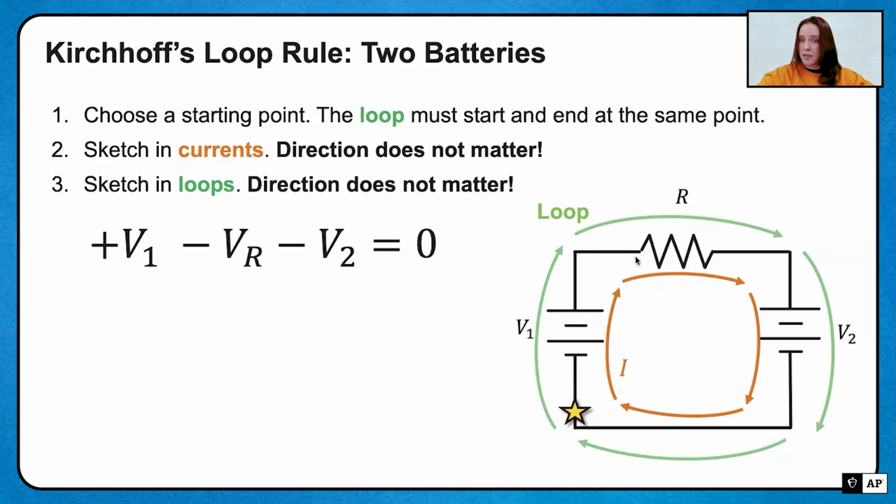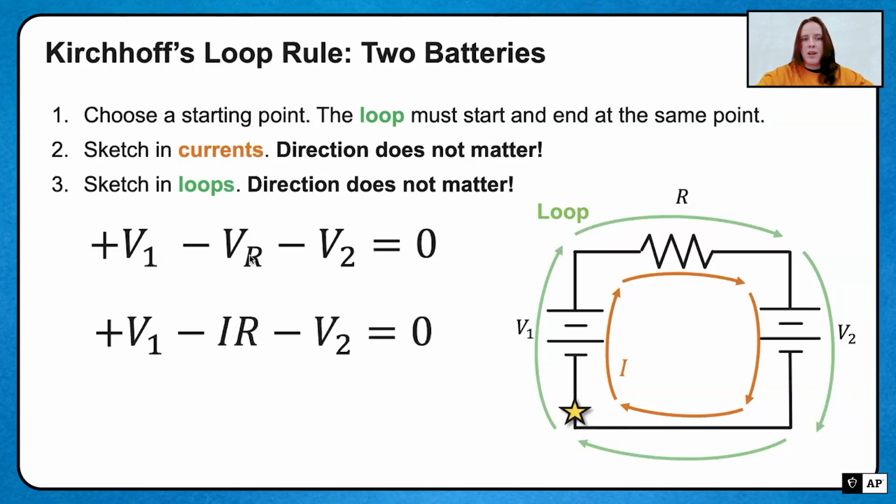I hit my resistor. I go in the same direction as the current, so it's going to be minus my voltage across my resistor. And now when I hit battery number 2, I hit it at the positive terminal and I go to the negative terminal. So I'm going to subtract that battery contribution because it's working against me as I travel through the path. And then I get back to where I started at my star. So all of this is equal to 0.